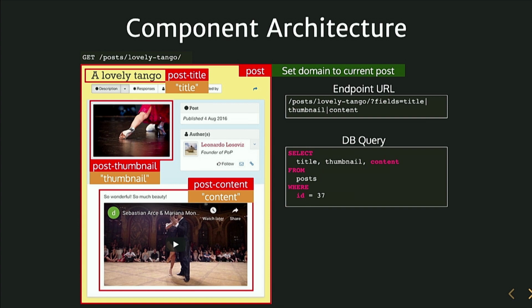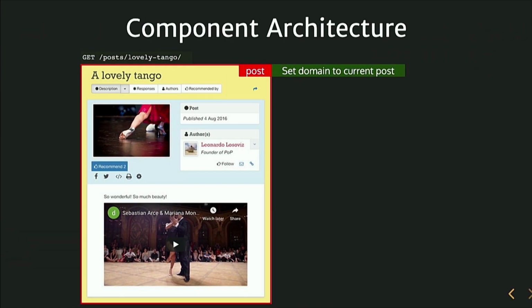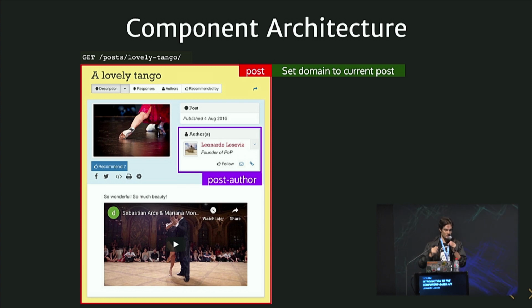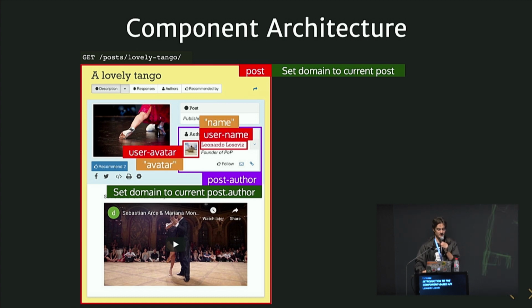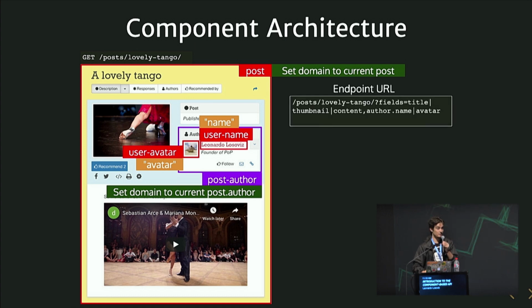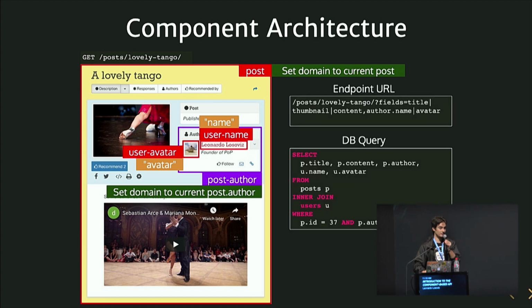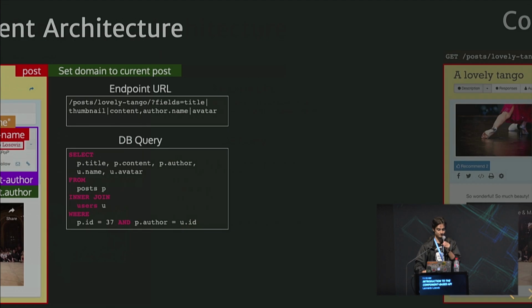You can actually choose. So if you want to have relationships among entities, this also works. When we're loading this post author component, it will change the entity from the post to the post author, okay? And from that moment on, all the subcomponents from this one will be loading properties on this entity, on the user or author. In this case, the username loads property name, and the user avatar loads property avatar. Once again, the endpoint URL and the database query are automatically generated.